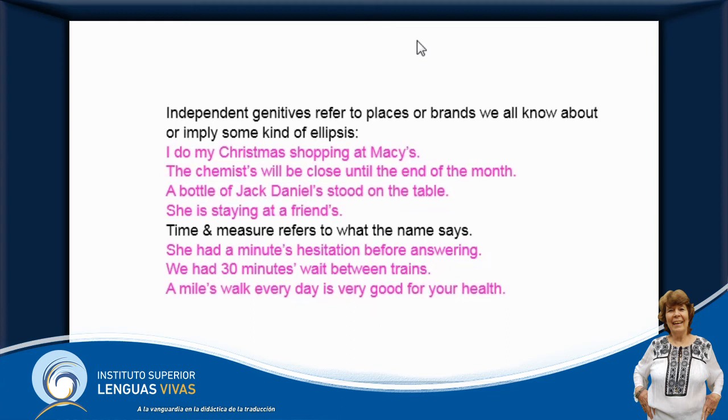In the next one, we had 30 minutes' wait between trains, and here you have the apostrophe after the S of minutes because you have 30 minutes. And the next one, a mile's walk every day is very good for your health, and here it means that the mile goes with an apostrophe S because it is only 1 mile, and it is the walk that you should be doing.